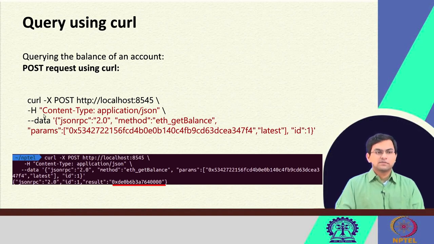Next, the header, which is Content-Type, would be set to application/json, because we would be posting a payload which is of type JSON. And finally, we will be passing the data which we want to post, which is the same payload we saw in the last slide. So, let us see what output we get when we run this command.